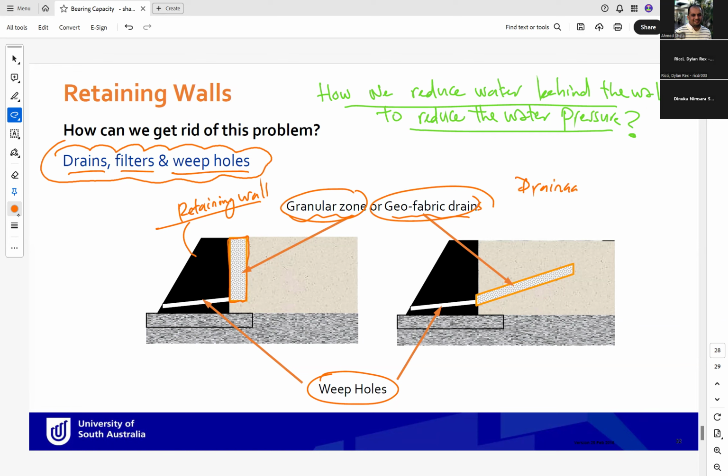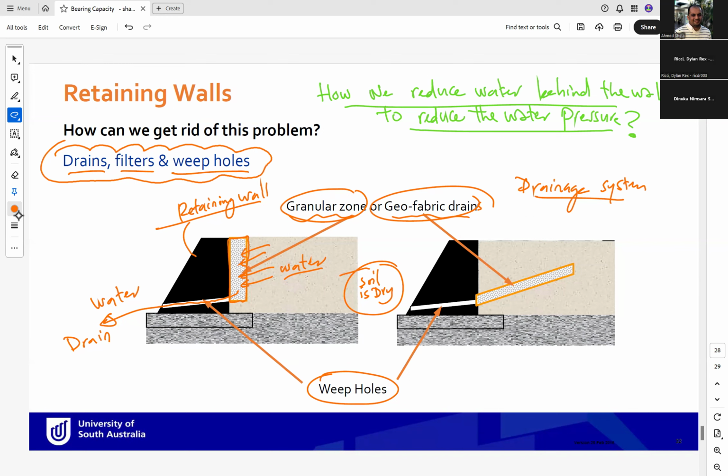So this is our drainage system. Okay, this area will collect the water. Water will go to this area, and then the water will flow into the weep holes so that the water will drain, and the soil here is dry. So just to make the soil dry and reduce the water pressure, we add this granular zone or geofabric drain behind the wall, and then the water will flow through the weep holes.